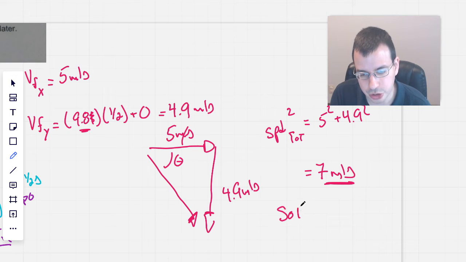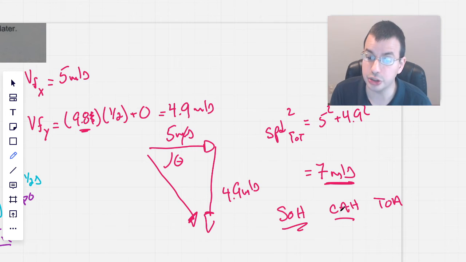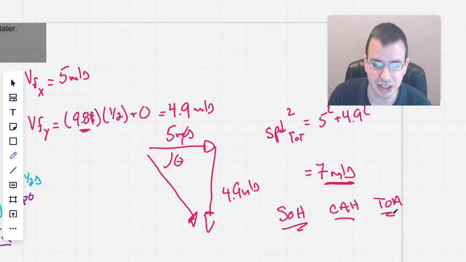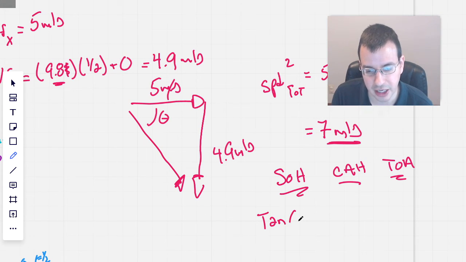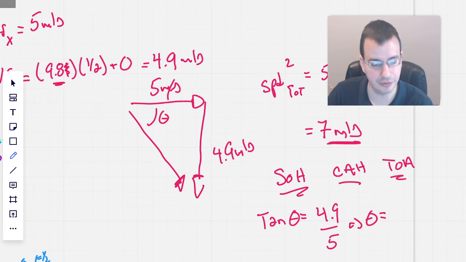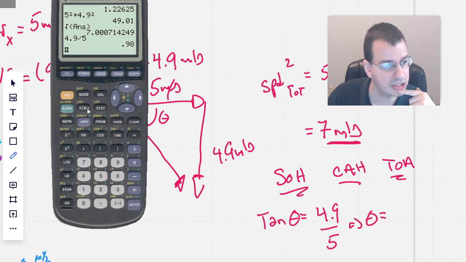So for the angle, we do SOHCAHTOA. This is your mnemonic. Sine is opposite over hypotenuse, cosine is adjacent over hypotenuse, and tangent is opposite over adjacent, which is the one we want. So tangent of theta, the angle we want up there, equals opposite, which is 4.9, over 5. Therefore, theta equals arctangent of 4.9 over 5.